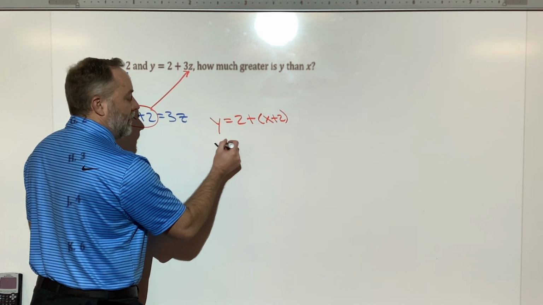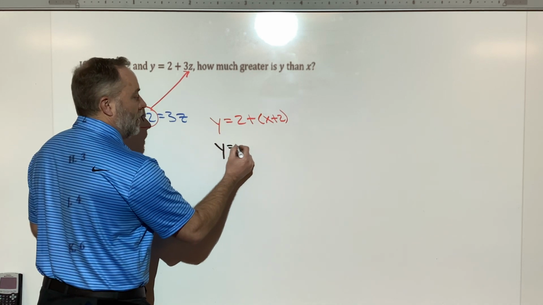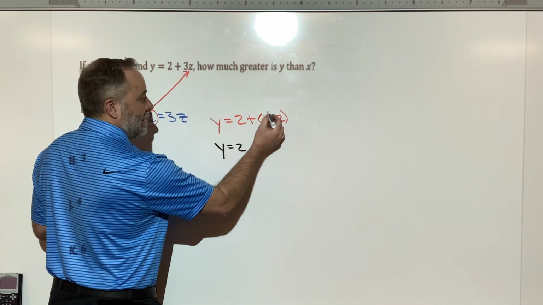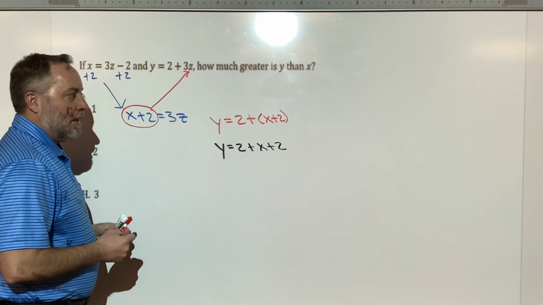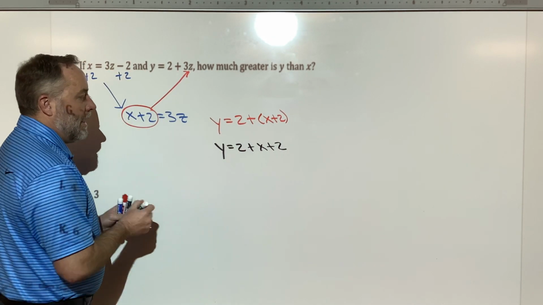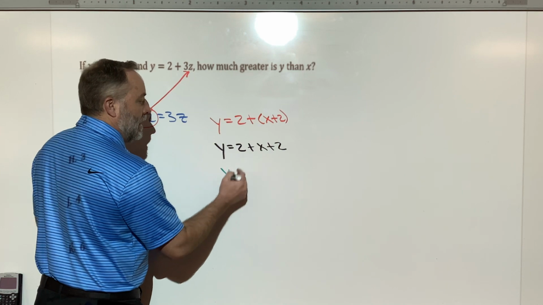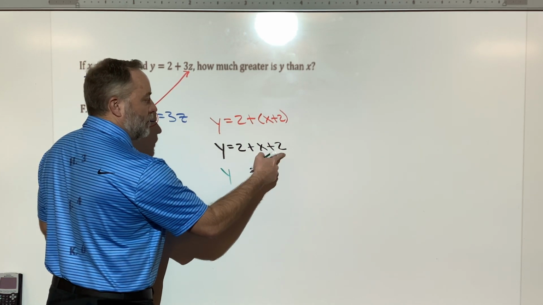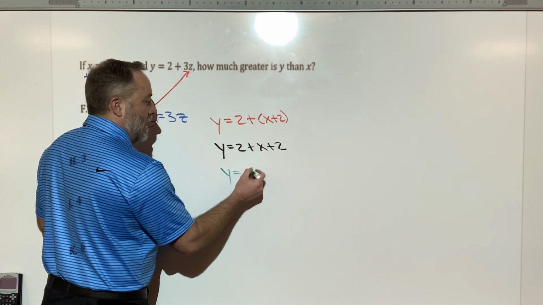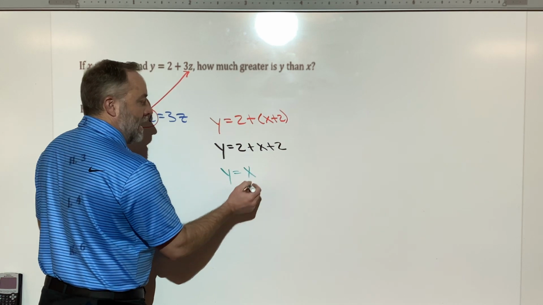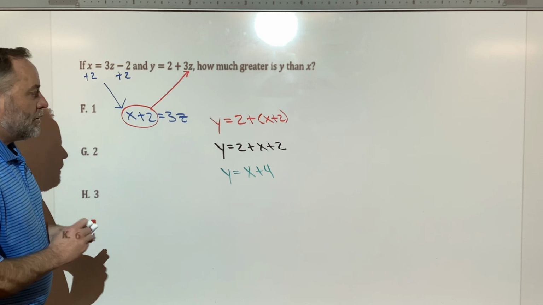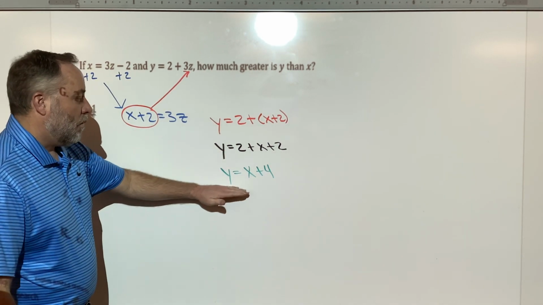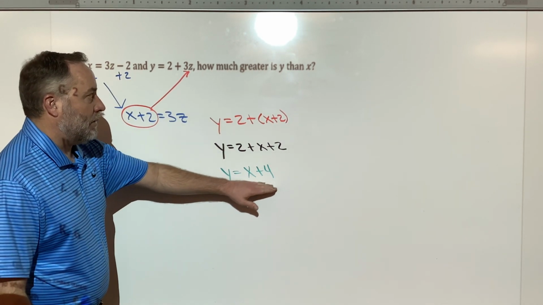Let's just simplify it. y is equal to 2 plus x plus 2, if I just got rid of those parentheses. There's nothing there we need to multiply by. And then combining like terms, we get 2 plus 2 is 4. I'm going to put the x first, so x and then plus 4. So we have the equation y is equal to x plus 4.